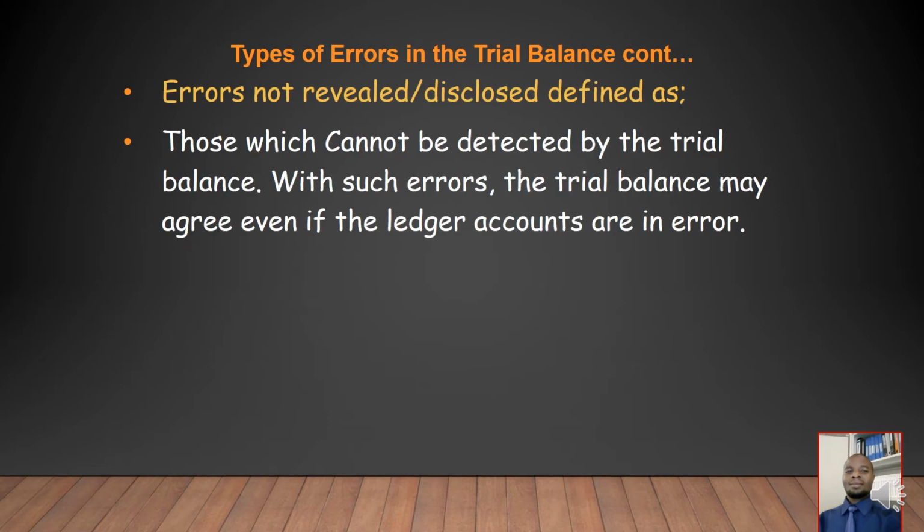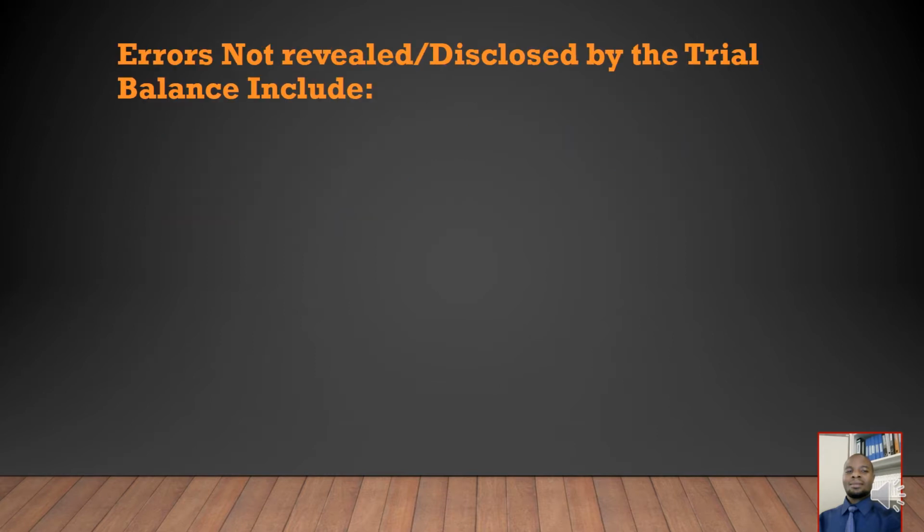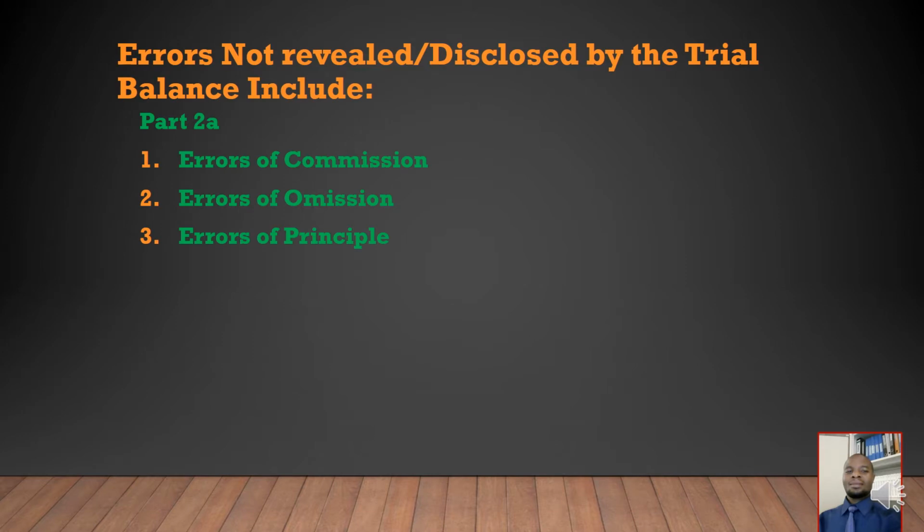Errors not revealed by the trial balance are defined as those errors which cannot be detected by the trial balance. So with such errors, the trial balance may agree even if the ledger accounts are in error. The errors not revealed by the trial balance that we have covered so far in part 2A are 1. Errors of commission, 2. Errors of omission, 3. Errors of principle. In case you want to see how these were covered together with the examples and the workings, you need to watch part 2A of these videos.